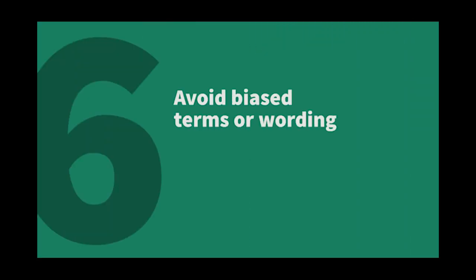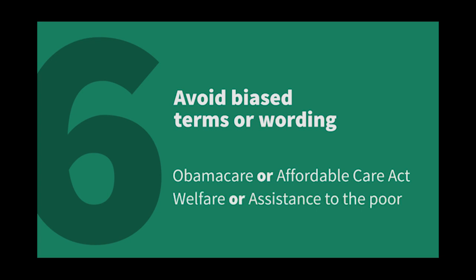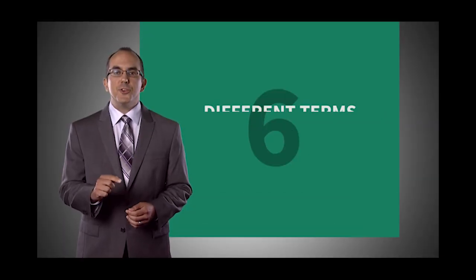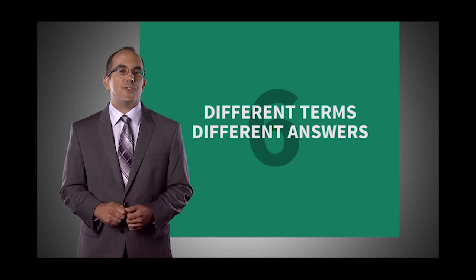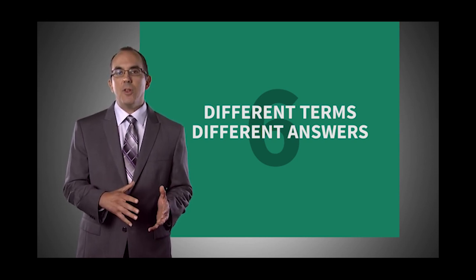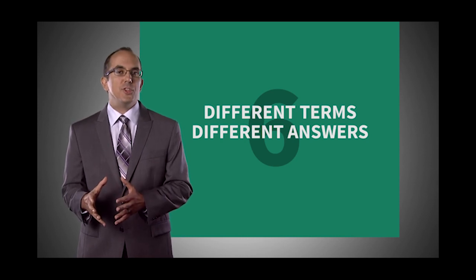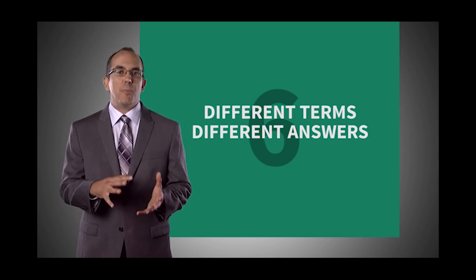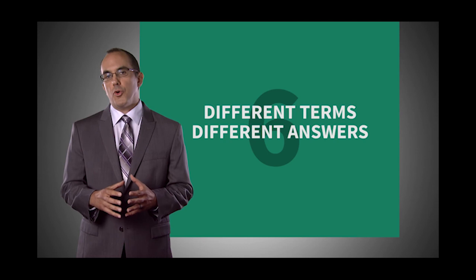6. Avoid biased terms or wording. This is probably the hardest thing to do when writing questions. Should you use the term Obamacare or use the Affordable Care Act? Should you use the term welfare or should you say assistance to the poor? It isn't obvious which is the better terminology, but different terms will likely lead to different answers. Surveys will sometimes give one question to half the sample and a slightly different worded question to another half to see how respondents react to the different wording.